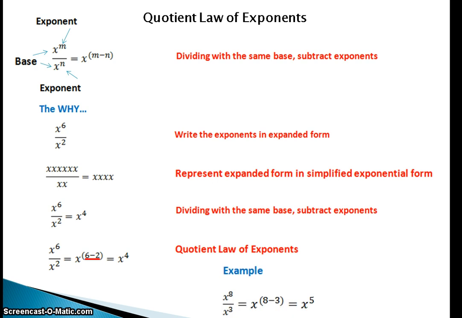Now here's an example. X to the 8th power divided by x to the 3rd power is equal to x to the 8 minus 3 power. We always subtract the power in the denominator from the power in the numerator, and we get x to the 5th power. Pause now and copy down everything you see on the screen.